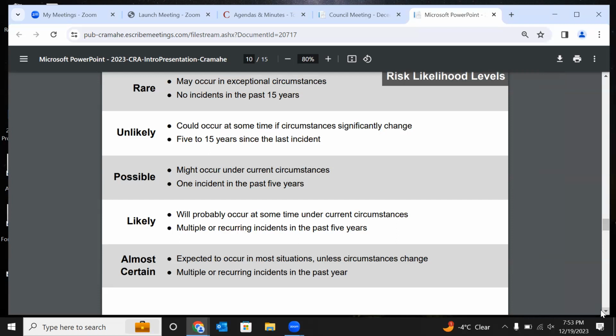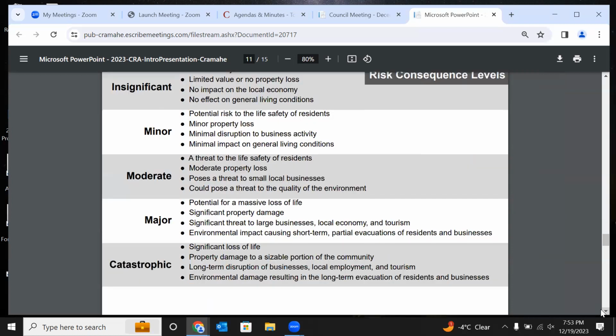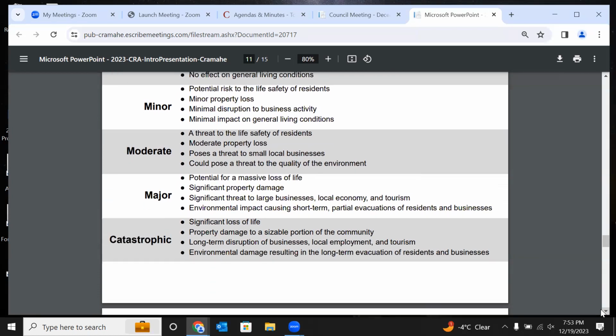So once we've determined the likelihood of the risk occurring in the matrix, there are categories that we weigh that risk up against. And again, deciding whether it's insignificant, minor, moderate, or major. Once we have done that, then you can look at the next slide, which is the colored matrix, and it will show you if a risk is almost certain and the consequences are insignificant or minor, then it's going to be a moderate risk. If it's possible, but it has insignificant consequences, it's going to be a low risk.